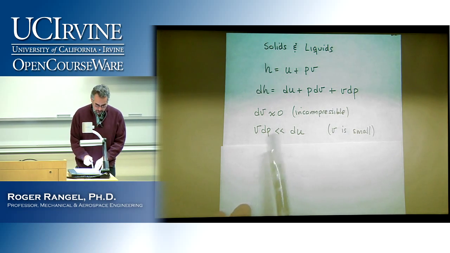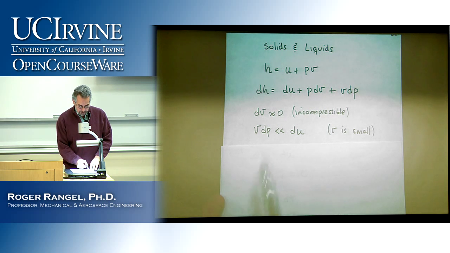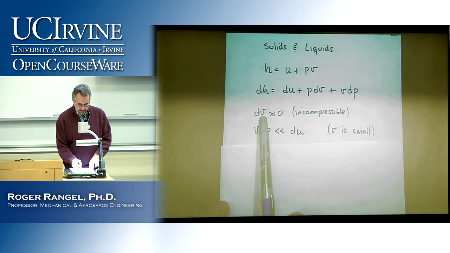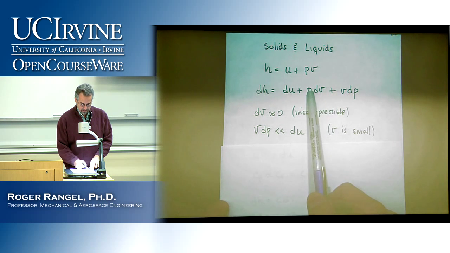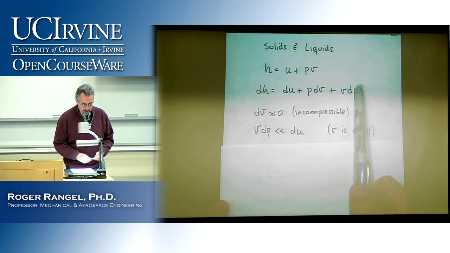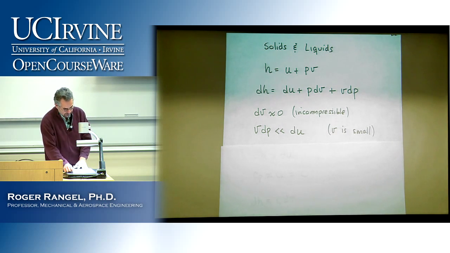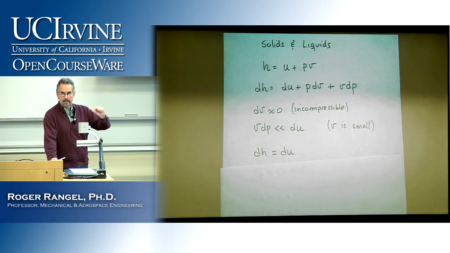So if we put these two assumptions together in our equation above, then we are neglecting dV, so that's going to knock out this term, the second term on the right-hand side. And we're also saying that the VdP term will be much smaller than du. So what we're left with is that for a liquid or a solid, the change in enthalpy is about equal to the change in internal energy.